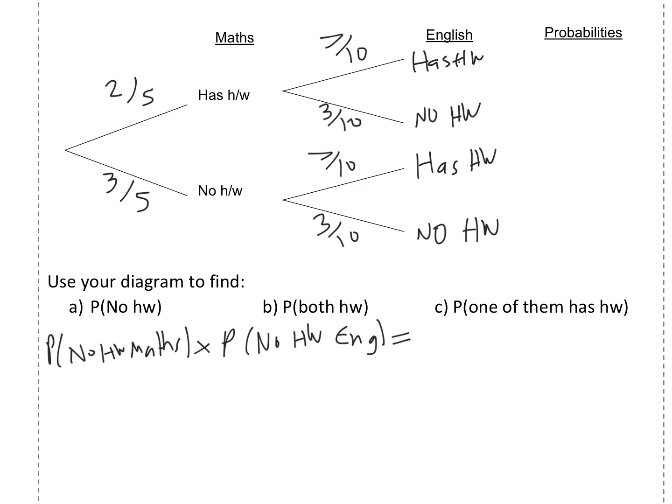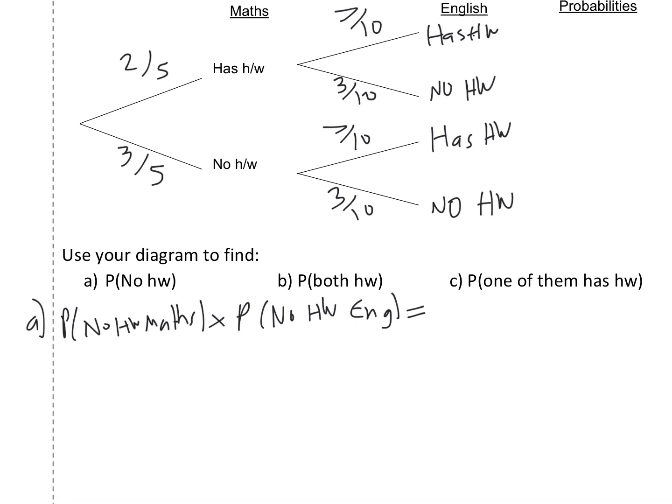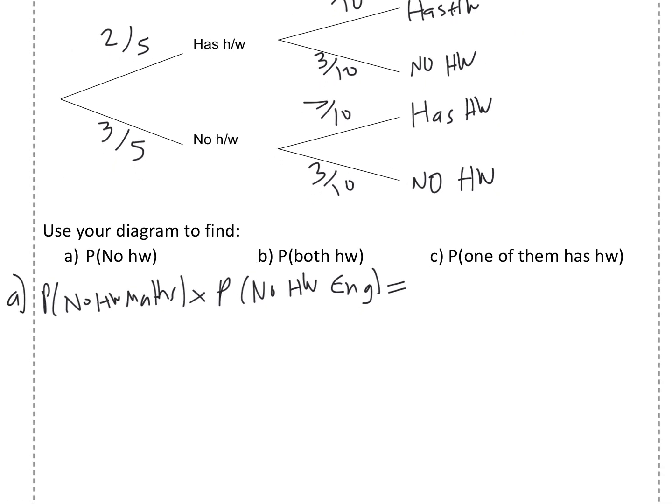Now, for space sake, I'm just going to go across the page here, and we'll call this one A, just so you can see what I'm doing. So chances of no maths homework, that's 3/5, and then no English homework, that's 3/10. So 3/5 times 3/10, multiply your numerators, multiply your denominators.